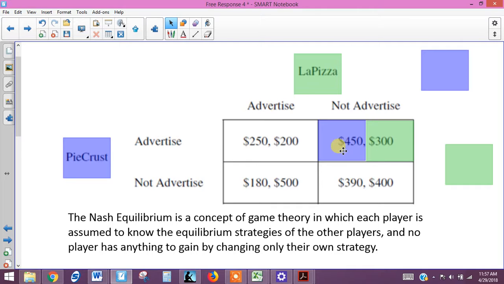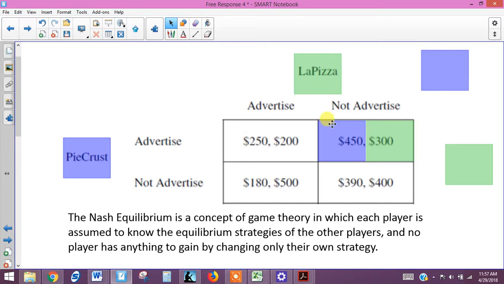Now, from the perspective of pie crust, if they know that La Pizza is not going to advertise, then they can either be here where they are or they could move down and not advertise down here, which would make them worse off, so they would stay as well. So both parties, both restaurants would be worse off if they moved, so they don't have anything to gain by moving, so they stay where they are.